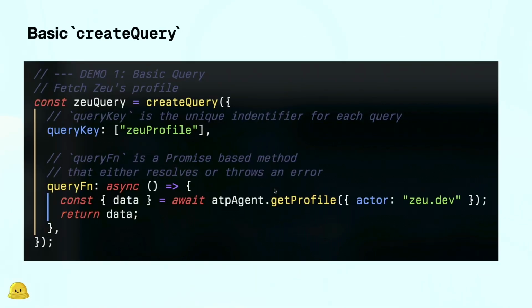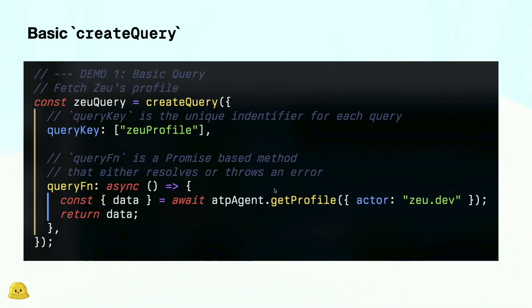Now, a basic query is composed of two things, a query key and a query function. A query key is the unique identifier for each query. In an application, you could have multiple, right? Multiple profiles you're fetching, different feeds. In the context of Bluesky, if you don't know, there are a lot of custom algorithms that you could choose as a user. So trying to load those in, you want to have that siloed into its own query. The query key is how you do that, with an array.